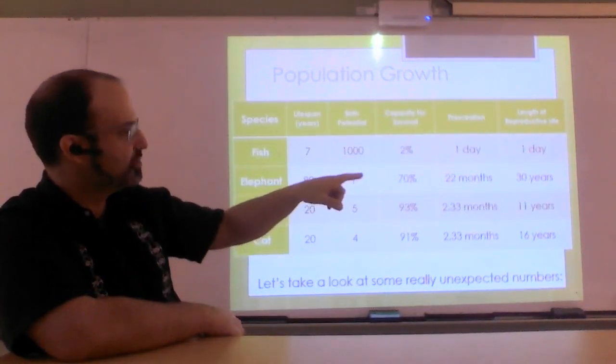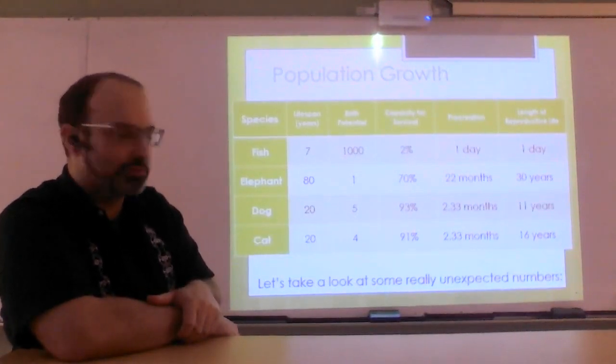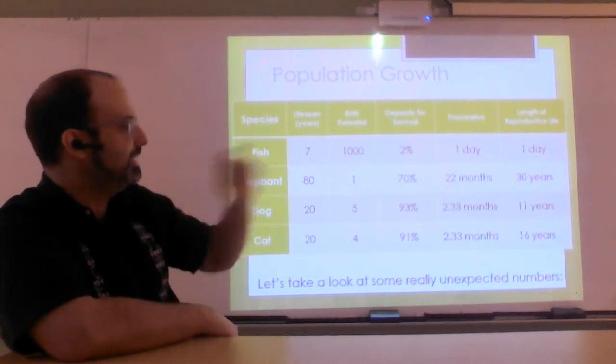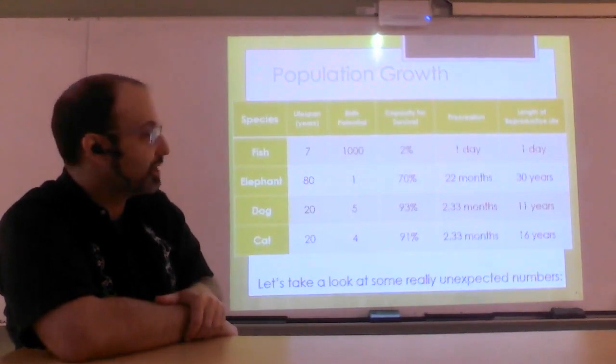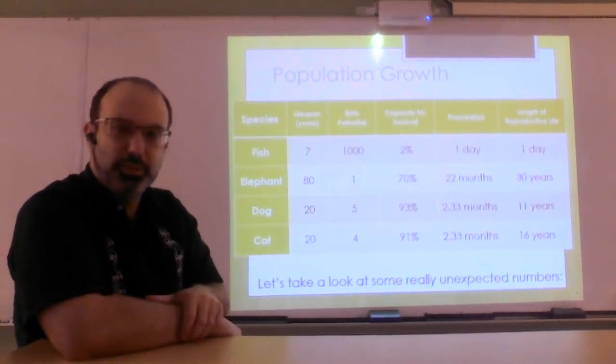You can see here, right? The elephant is 22 months, and then the dog and the cat are about the same at 2 1/3 of a month. But the important part is the length of the reproductive life. Elephants can have kids for 30 years. Dogs and cats for 11 and 16. Fish for 1 day. What?